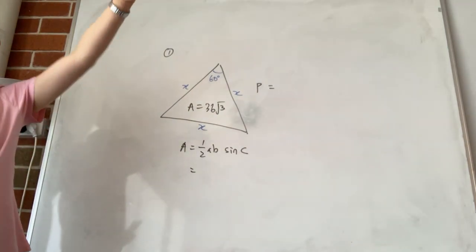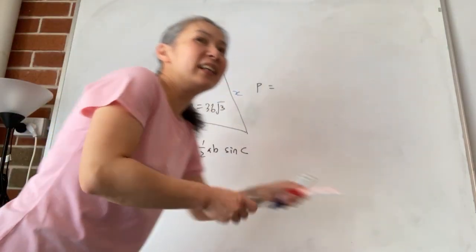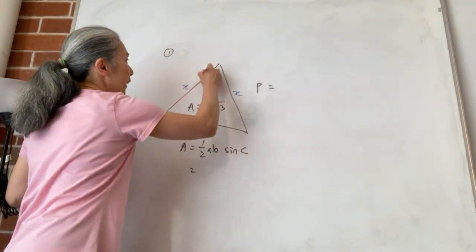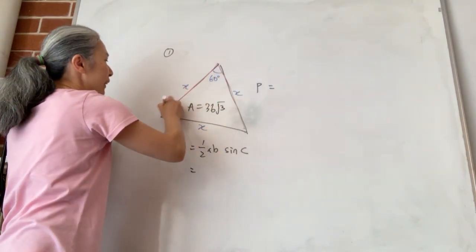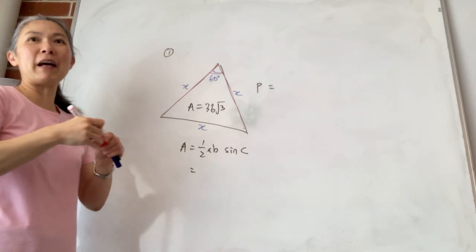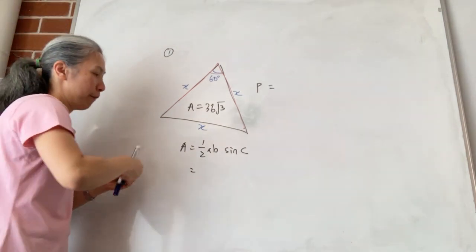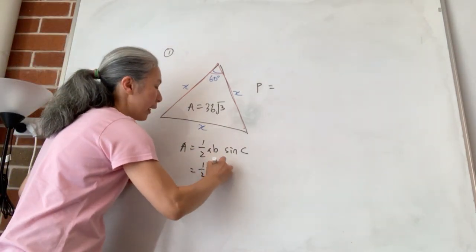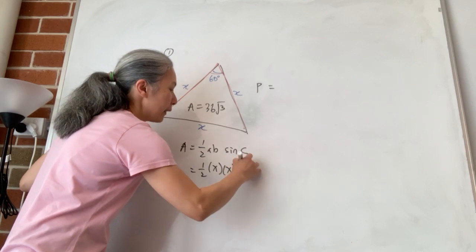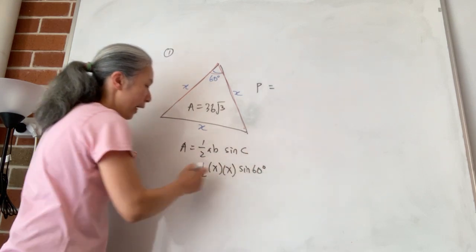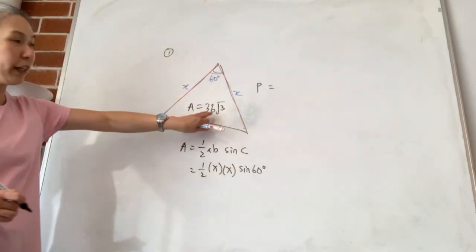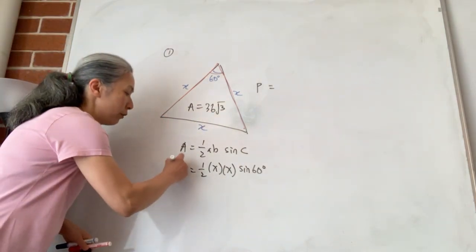Good, because you're looking for the side with the angle in between, remember? Always looking for that. So you have a half X times X and then sine of 60. And you know the area is 36√3.